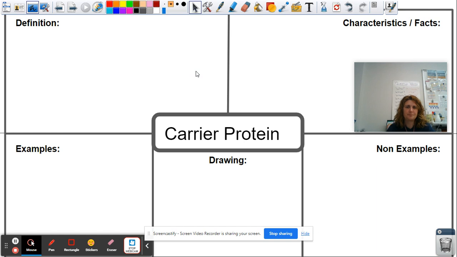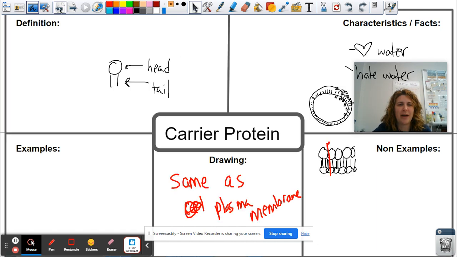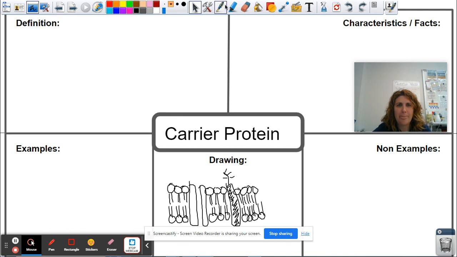carrier protein. So a cell membrane doesn't only have phospholipids in it. It also has proteins. It also has carbohydrates. So I'm going to go back to this image here. This is the carrier protein that we're talking about. So for your drawing, you are going to redraw it, but we're going to focus just on that part.